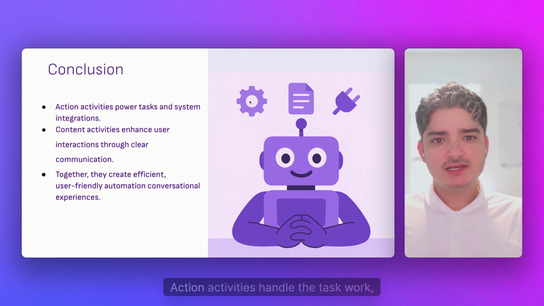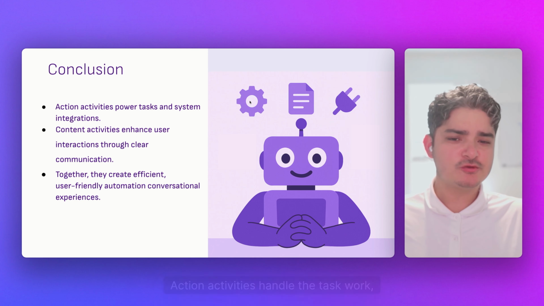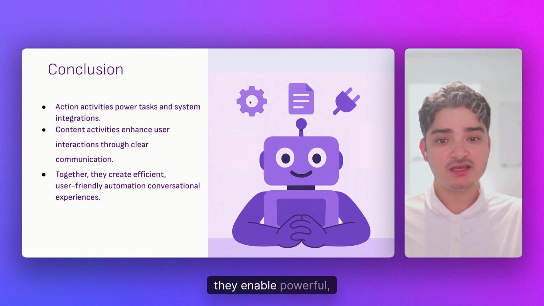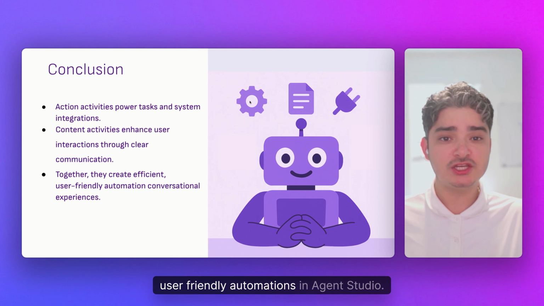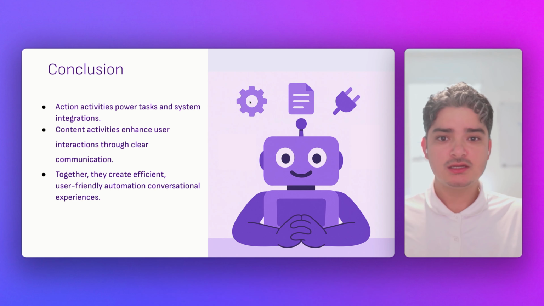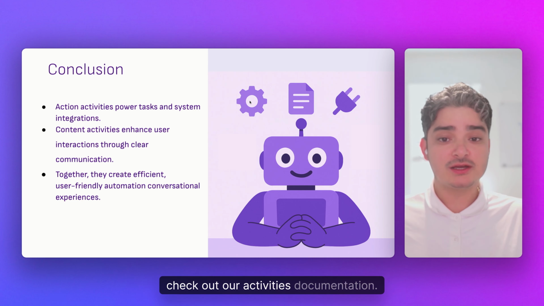In summary, action activities handle the task work, while content activities ensure users have a great experience. Together, they enable powerful, user-friendly automation in Agent Studio. I encourage you to try building a plugin that leverages both types of activities. For more details, check out our activities documentation.